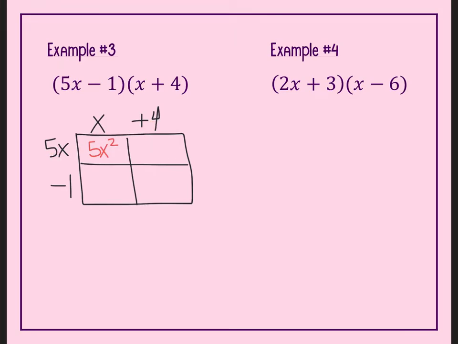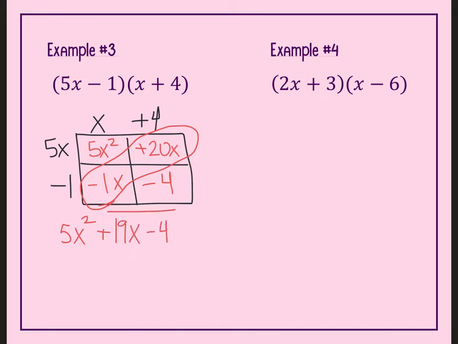5x times 4 goes right here. So 5 times 4 is a positive 20x. Negative 1 times x is negative 1x. And negative 1 times 4 is a negative 4. Now we're going to combine like terms if we have them. So notice here we do have a 20x minus 1x. So bring down your 5x squared. Now 20 minus 1 is a positive 19x. And then bring down your minus 4. And this is your answer.